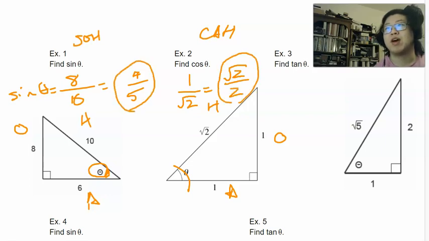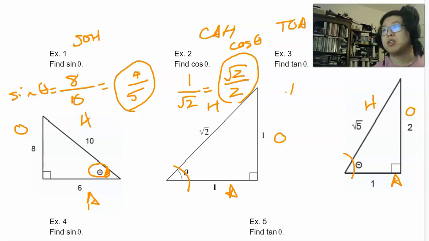Okay. And that would be your cosine of theta. Finally, you have tangent theta. Here's our theta. Here's our opposite, hypotenuse, adjacent. And this is TOA. I'm running out of space here. Okay, so tangent theta is our 2 over 1, and that's it. So this is just 2.